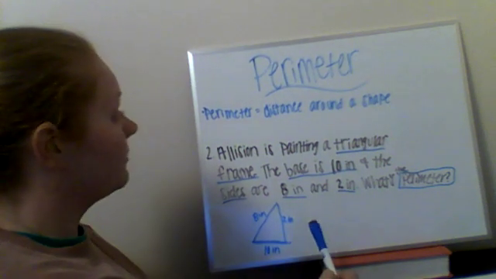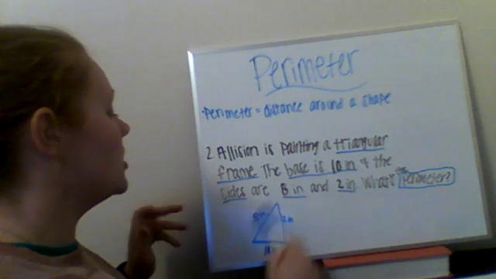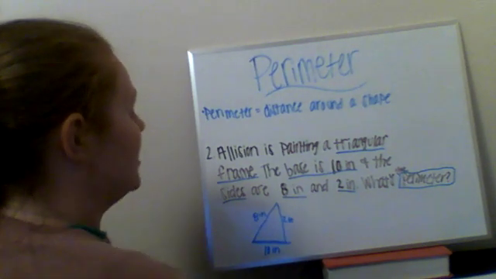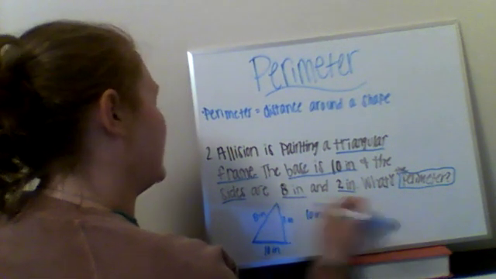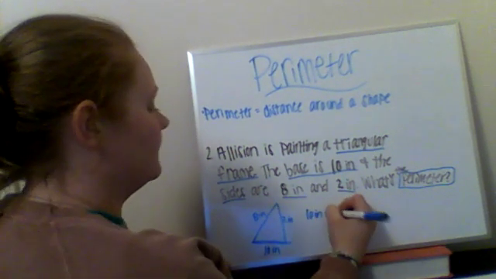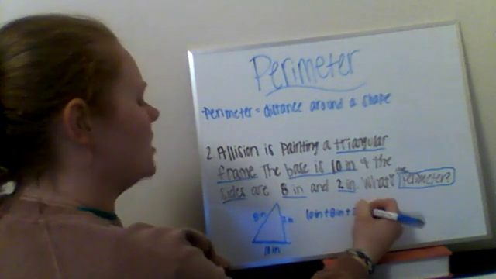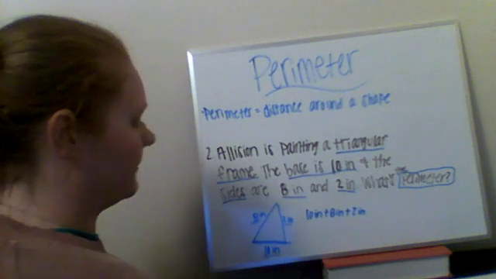And remember, perimeter is just the distance around a shape. So I'm going to add up all the different sizes of measurements around my shape. So I'm going to have 10 inches. I'm going to add 8 inches. And I'm going to add 2 inches. Okay? All I did was I took each of these measurements and I added them up over here.